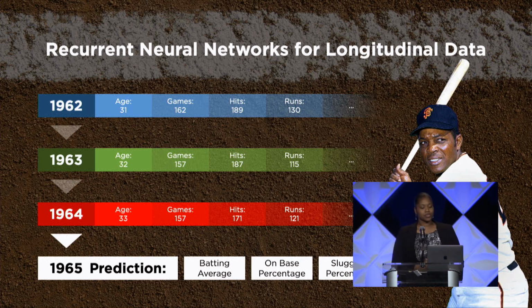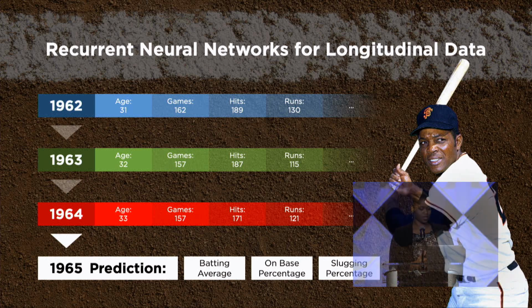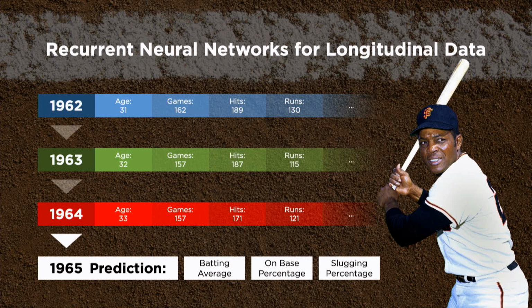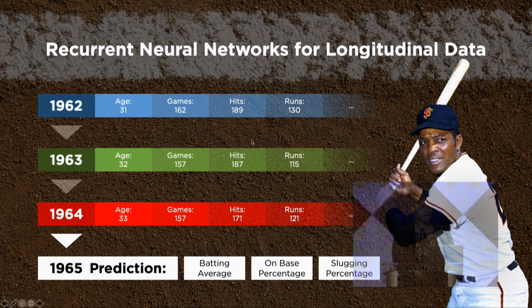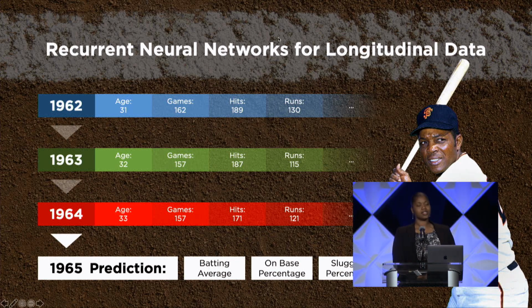So this slide shows an example of how information would flow through such a network for our incredible 1965 season, for our high-performing player, Willie Mays. And we see that he has the same attributes, age, games, number of hits, number of runs, et cetera, recorded with different values for each of these years in 1962, 1963, and 1964. And so the model is learning all of these season-to-season patterns over all the players that are predictive of these three outcomes in the slash line.